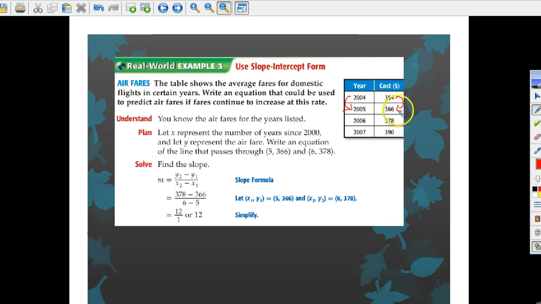Okay. So you can do any of these. It should be the same because it's proportions, a ratio. So in the textbook they use 378 minus 366. They used this portion here. So 378 minus 366, and that means we have to do 2006 minus 2005, which is 1. Okay. So here it's 12. So 12 is your slope.